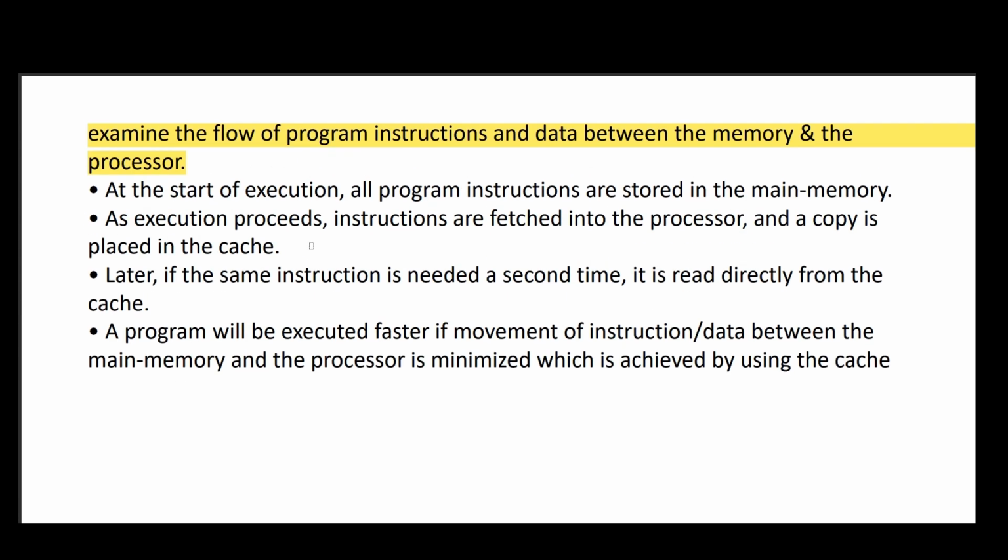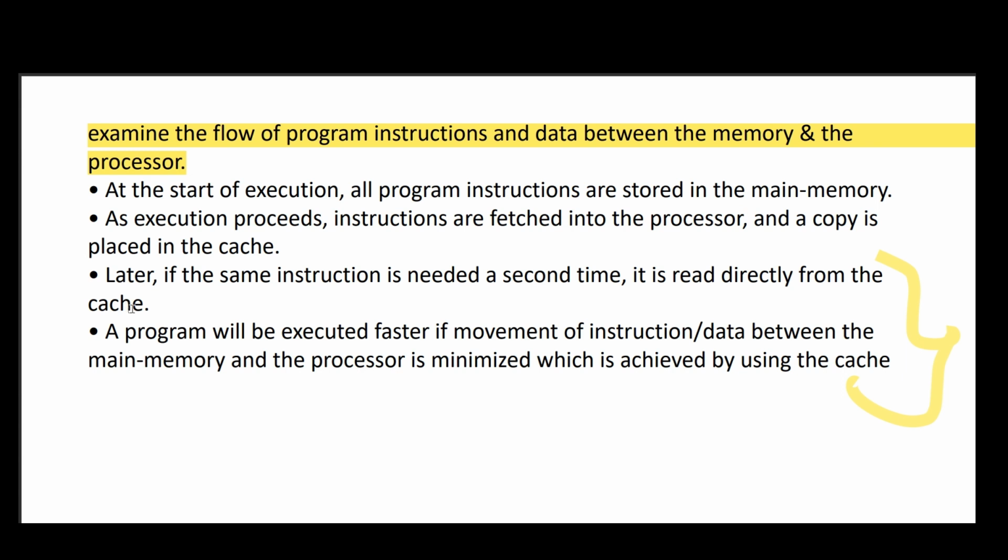As execution proceeds, instructions are fetched into the processor and a copy is placed in the cache. So here is a twist. In my previous lectures I told you everything happens in the processor, but here, whenever I fetch data or instructions into the processor, I place a copy in the cache. Why do I do that? Later, if the same instruction is needed a second time, it is read directly from the cache.